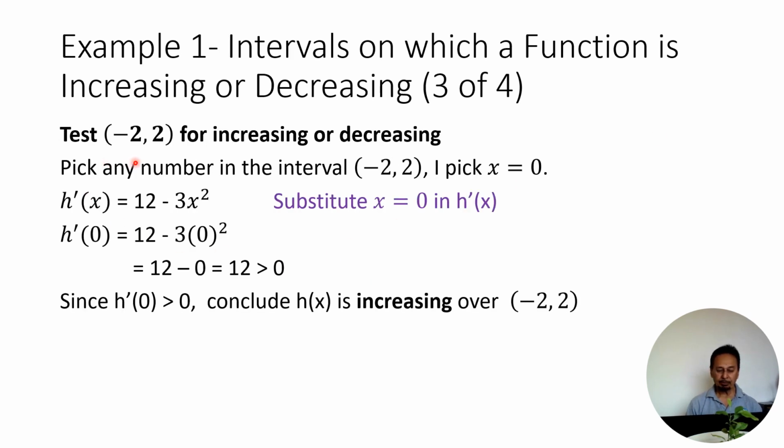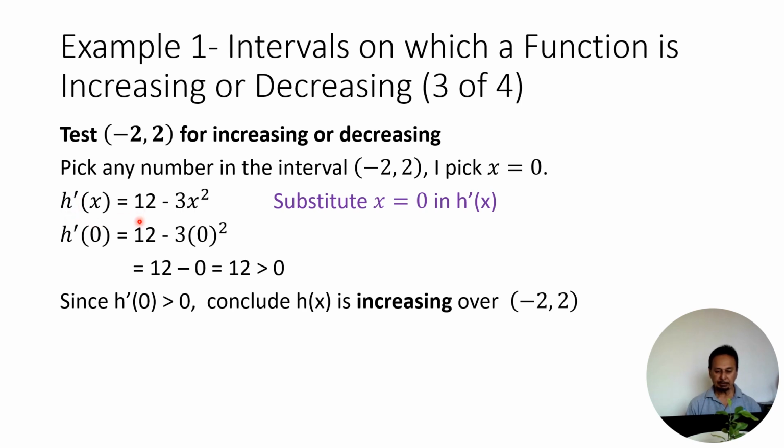Now we test negative 2 comma 2 for increasing, decreasing. So we pick any number in the interval minus 2 comma 2. Well, I can pick x equal to 0. You can pick 1, or we can pick x equal to minus 1. So you pick any number which is easier, simpler. So I picked 0. So now we substitute x equal to 0 in the first derivative.